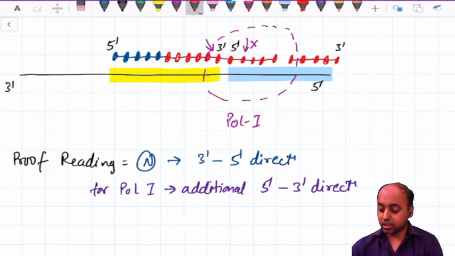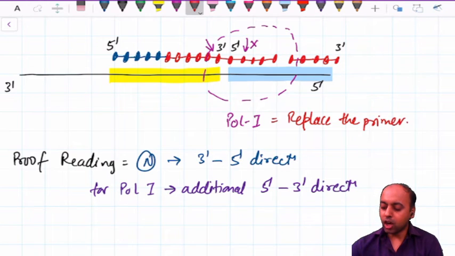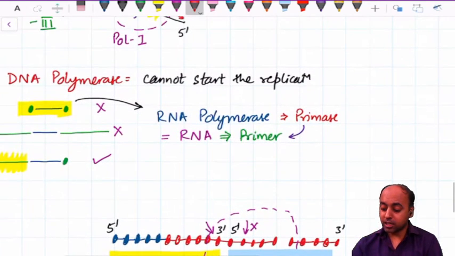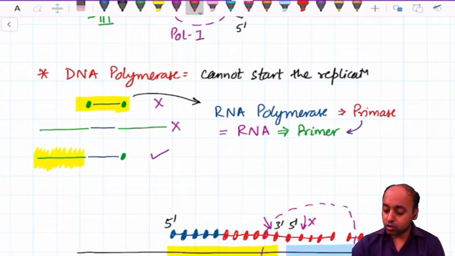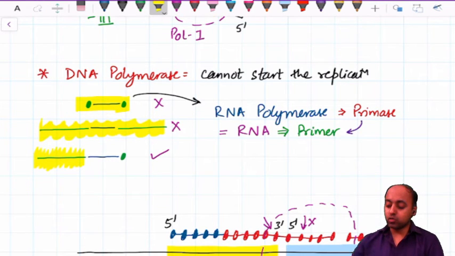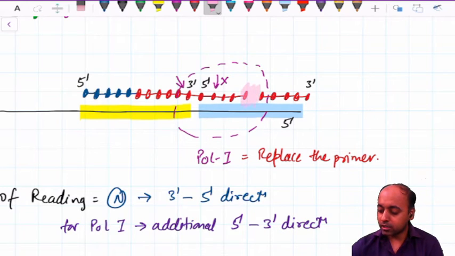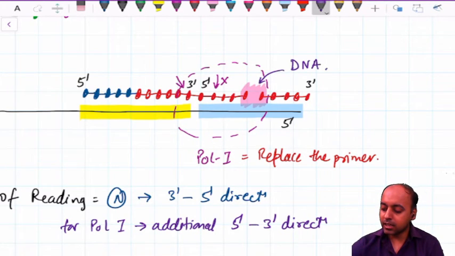So what you can see here, polymerase 1 has replaced the primer. Now we are left with two DNA segments. Remember, we had said the DNA polymerase will not join two segments. To join these two segments, we have to bring in yet another protein, and that protein is DNA ligase.